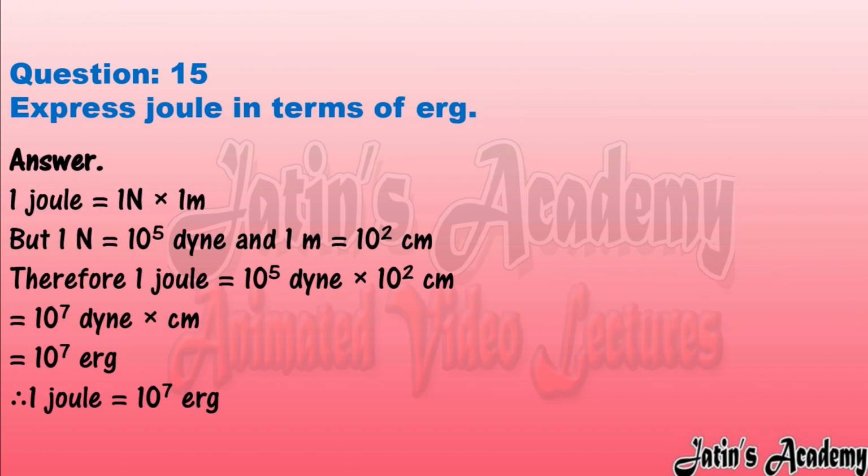Question 15. Express joule in terms of erg. Answer. 1 joule is equal to 1 Newton times 1 meter. But 1 Newton is equal to 10^5 dyne and 1 meter is equal to 10^2 centimeters. Therefore 1 joule is equal to 10^5 dyne times 10^2 centimeters, which is equal to 10^7 dyne centimeter, which is equal to 10^7 erg. 1 joule is equal to 10^7 erg.